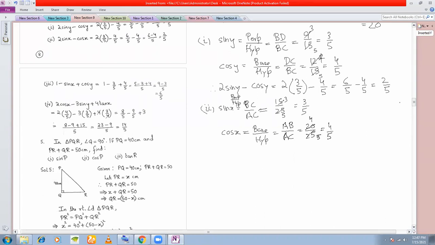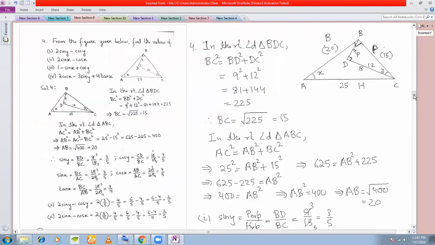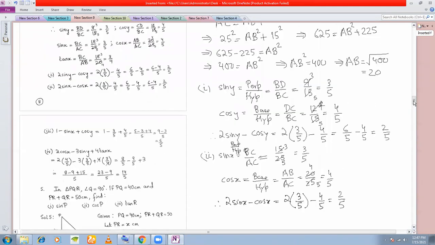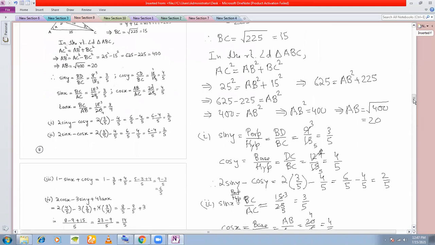4 by 5. So what do you have to find out? You have to find out twice sin x minus cos x. Therefore, twice sin x minus cos x is equal to twice 3 by 5 minus 4 by 5, which will again give you 2 by 5. Okay, so that is what this is.